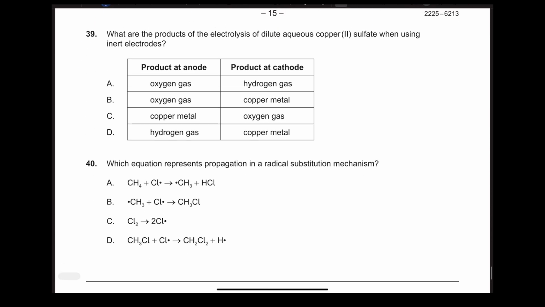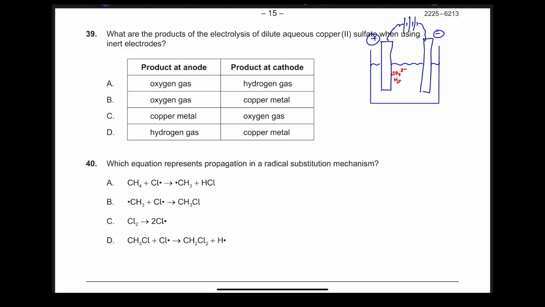Now the next one. What are the products of electrolysis of dilute aqueous copper sulfate while using inert electrodes, right? So copper sulfate, when it's aqueous, we have to check for the competitions, right? So let's say these are the electrodes, connected to a power source. This is a positive terminal, this is a negative terminal. Towards the positive terminal, your negative ions will be attracted. So SO4 2- and OH- will be attracted here. For the negative terminal, your Cu2+ and H+ both will be attracted, right?